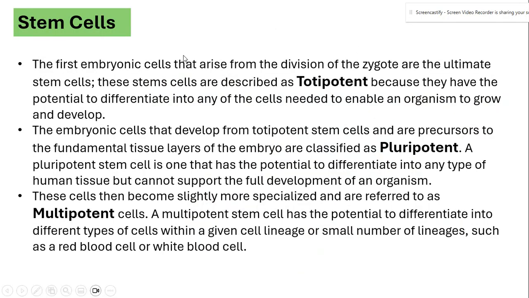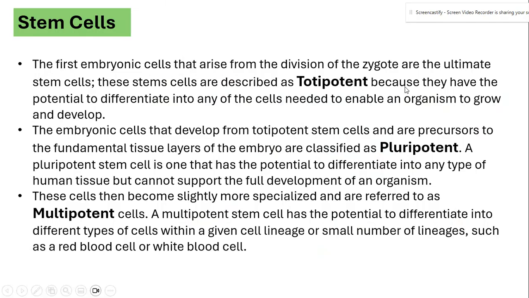The first embryonic cells that arise from the division of zygote are ultimate stem cells. These stem cells are described as totipotent. I'm totipotent, okay? Because they have potential to differentiate into any of the cells needed to enable an organism to grow and develop. Remember, totipotent is equal to total, everything, okay? Summation of everything. I can be whatever I want to be, none of your business, yeah?